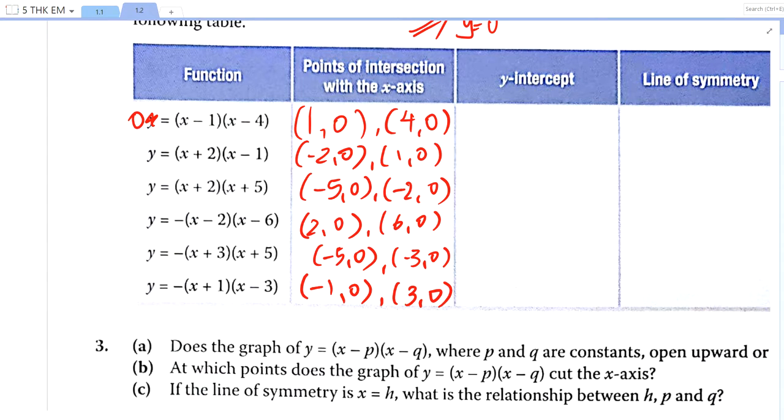So 0 minus 1, negative 1 times negative 4 is 4. So these over here are not going to be coordinates, they're going to be numbers, because we're looking for the y-intercept only. Do we really need a calculator for this? How about we train our brains? 0 plus 2, 2. 2 times negative 1, negative 2. Okay, so just practice.